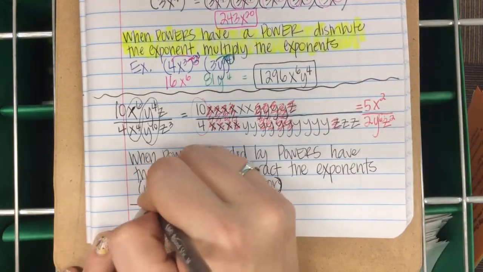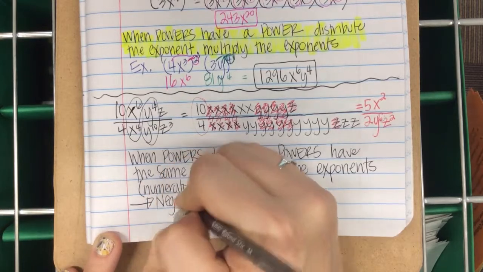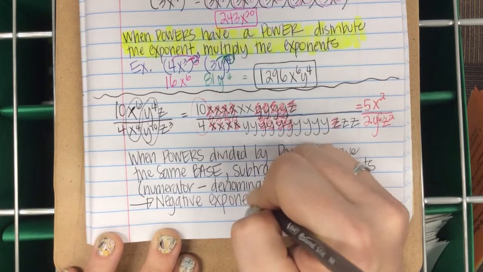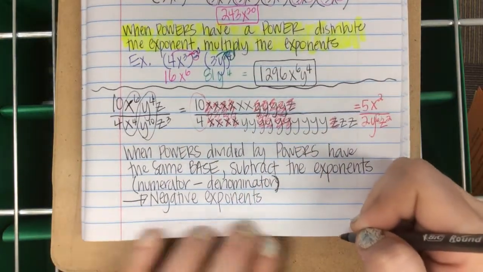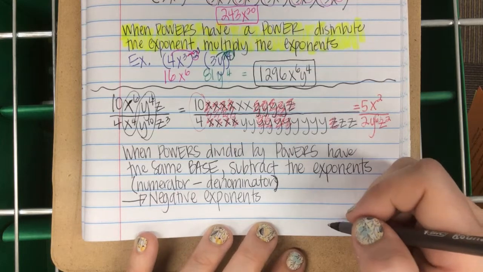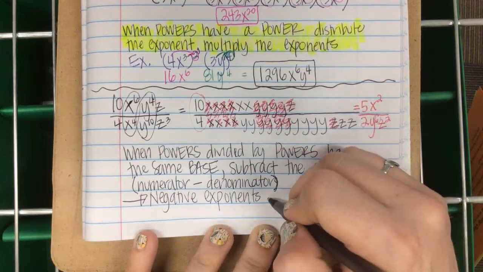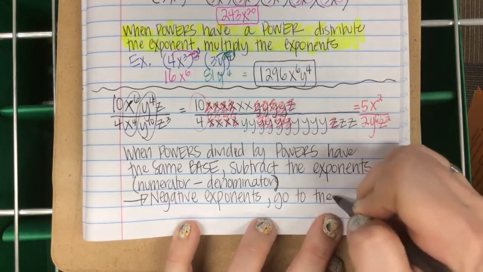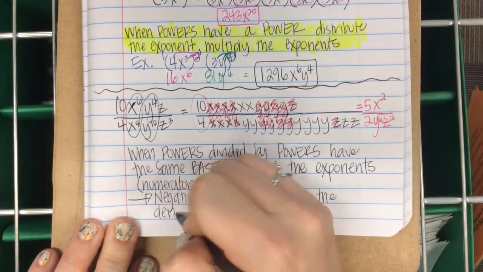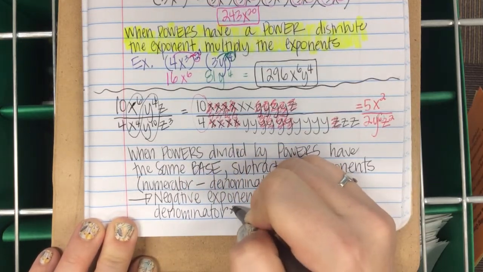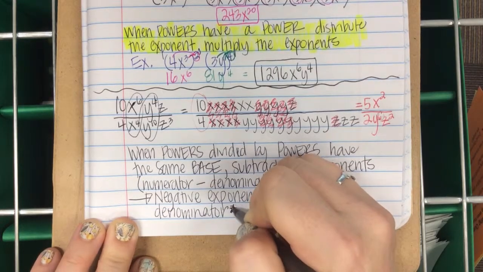So, negative exponents, what? Go to the denominator. And I'm going to put a little star next to it, because that's not really true.